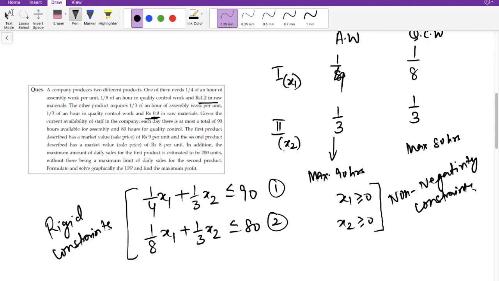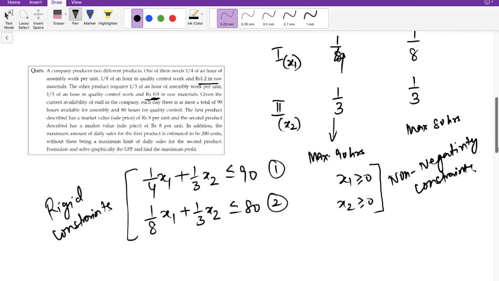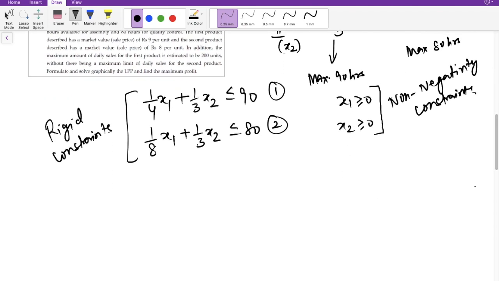So now it remains to formulate my objective. I have the set of constraints, I have the non-negativity condition. Now I have simply to write my objective. What is my objective here? I want to maximize my profit. Now let's see how profit is made.